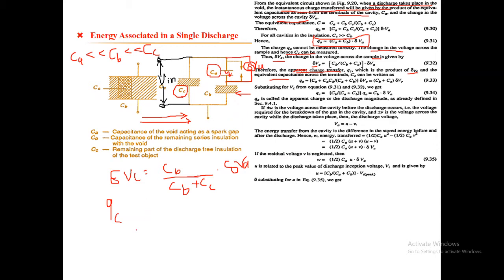In that case, the equivalent capacitance will be, now CC is coming in parallel with the series combination of CA and CB. So CC plus CA into CB upon CA plus CB.